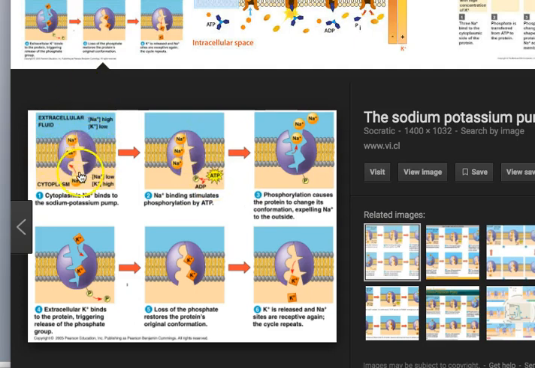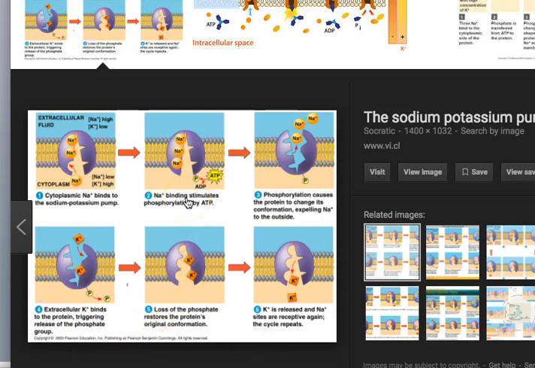So you have 3 sodiums, they get pushed outside the cell using ATP to power this reaction. But then it's kind of like a 2-for-1. When you do that, you've now opened up this carrier protein on the outside. K is potassium. You have a low potassium concentration outside the cell, but you need potassium inside the cell for something. So while this carrier protein is open, it's going to grab 2 potassiums and use more energy to push the potassiums inside the cell.